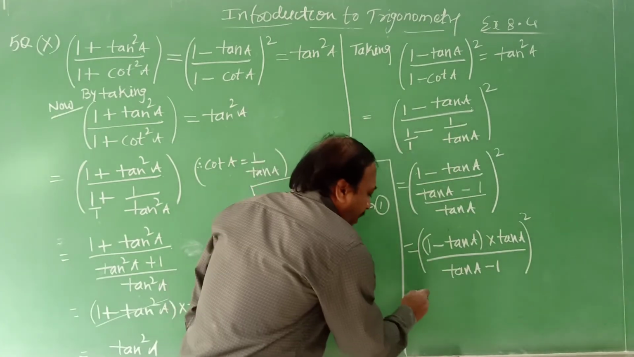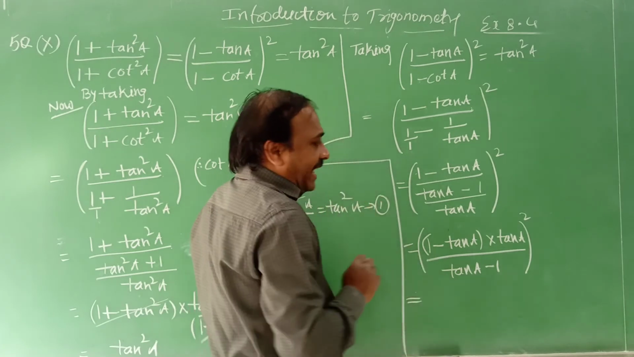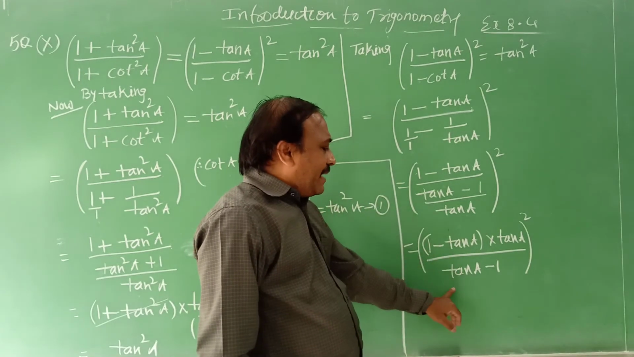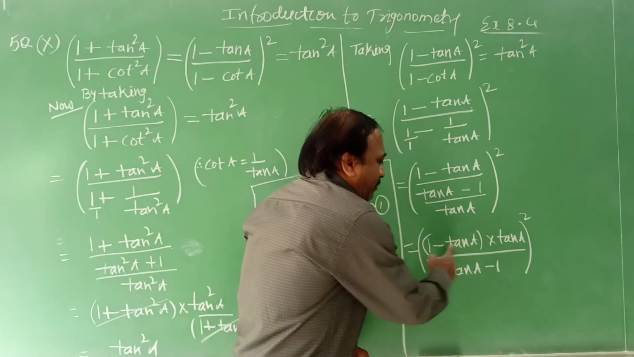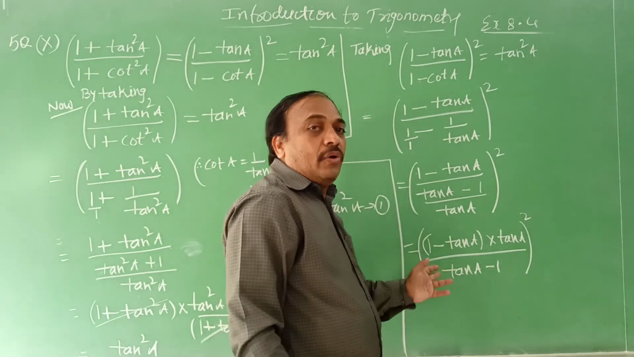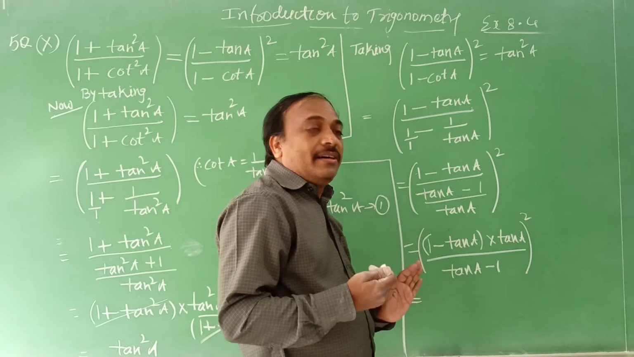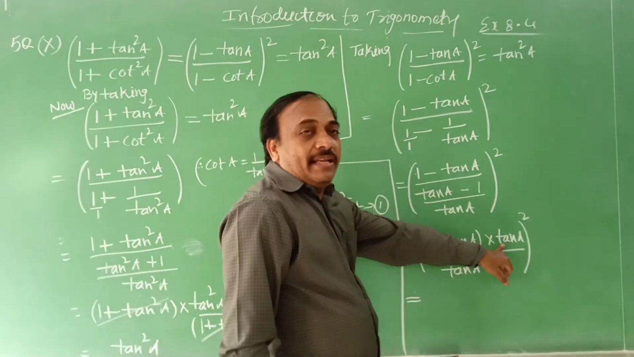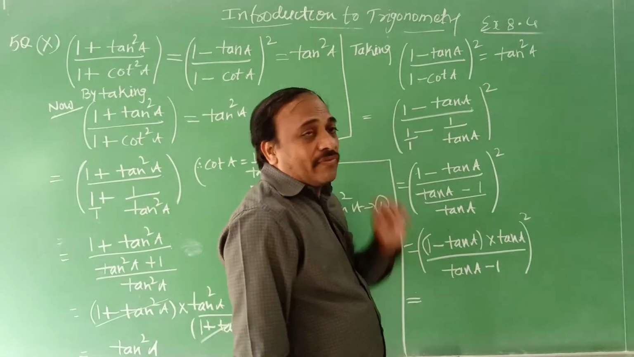Now, here you have to think, are these two the same? Tan A minus 1, 1 minus tan A. Are they the same? No, different. But we need to get them in the same terms, then only will our RHS get tan square A.